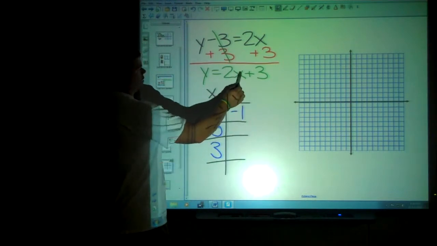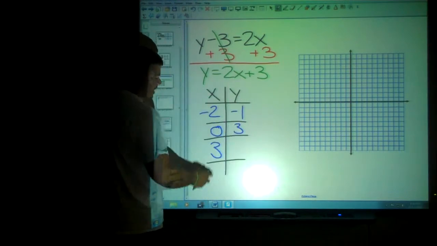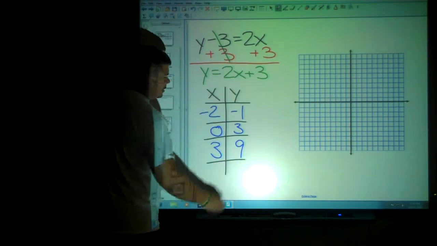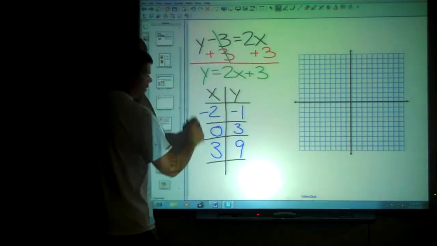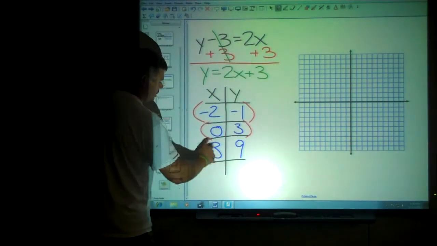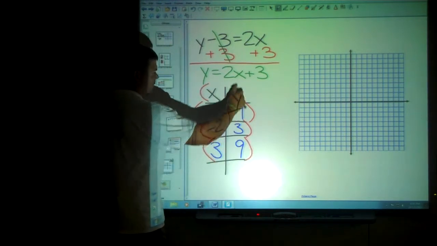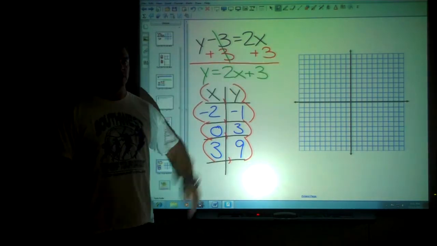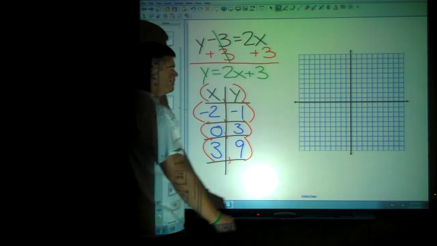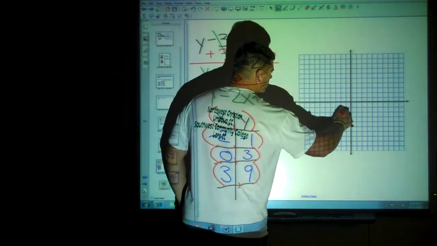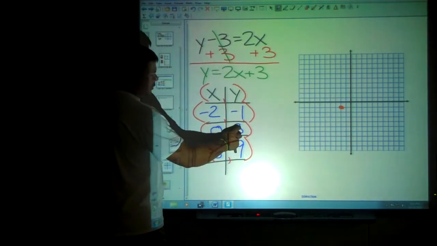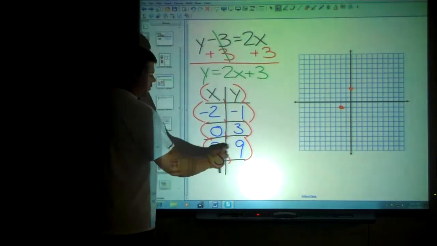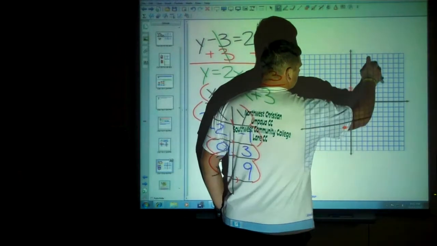Then I plug 0 in for x. 2 times 0 is 0 plus 3 is 3. Then I plug 3 in for x. 2 times 3 is 6, and 6 plus 3 is 9. What you have just created are coordinates. Remember, ordered pairs are x, comma, y. So we just created 3 ordered pairs that I can go over to this and graph. -2, -1. Make sure I'm doing it in the correct order. 0, 3. 0 means I don't go left or right, and I go straight up 3. And 3, 9.